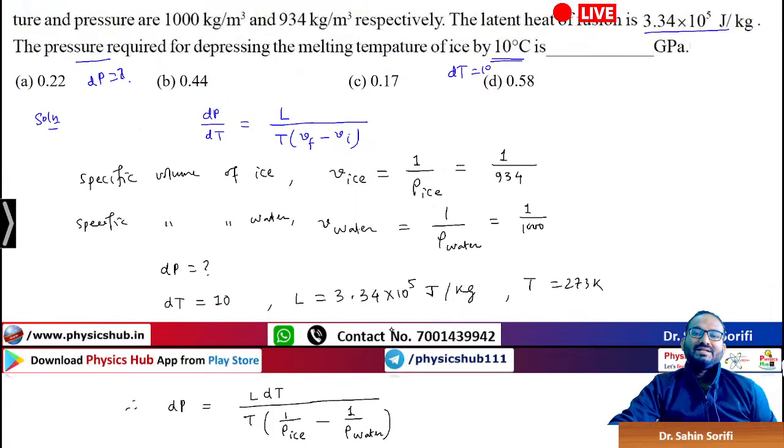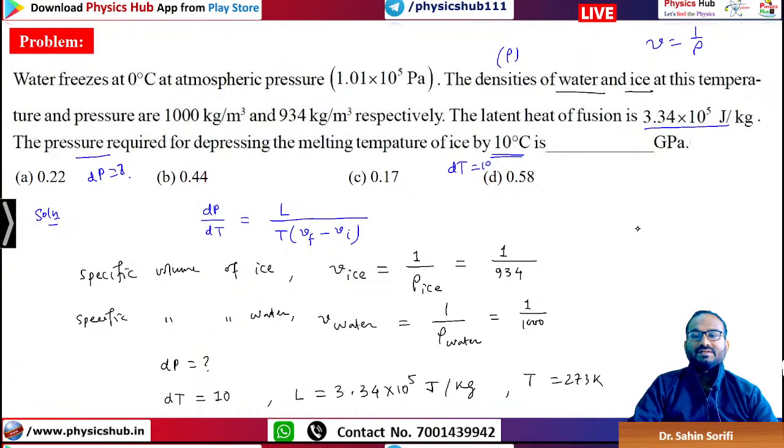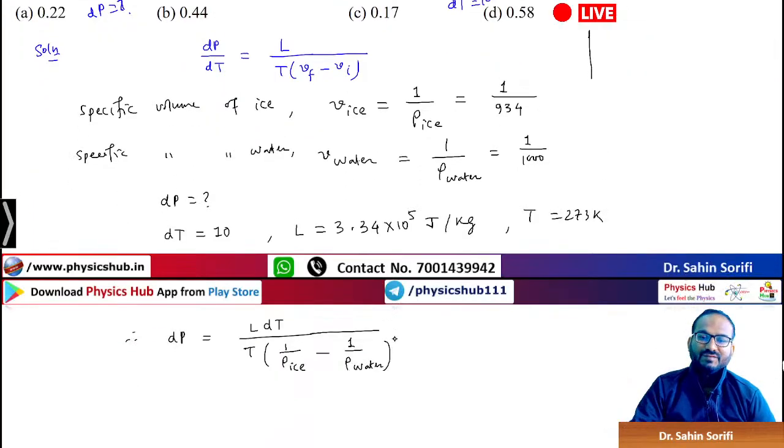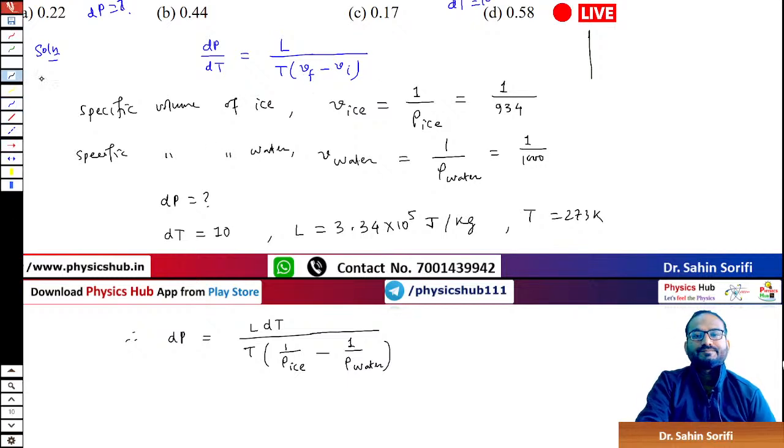Look, what is the initial phase and what is the final phase? Can you tell me? You are applying pressure for depressing the melting temperature of ice by 10 degrees centigrade. So the initial phase is water and the final phase is ice, right? So that is why we have used V ice minus V water.